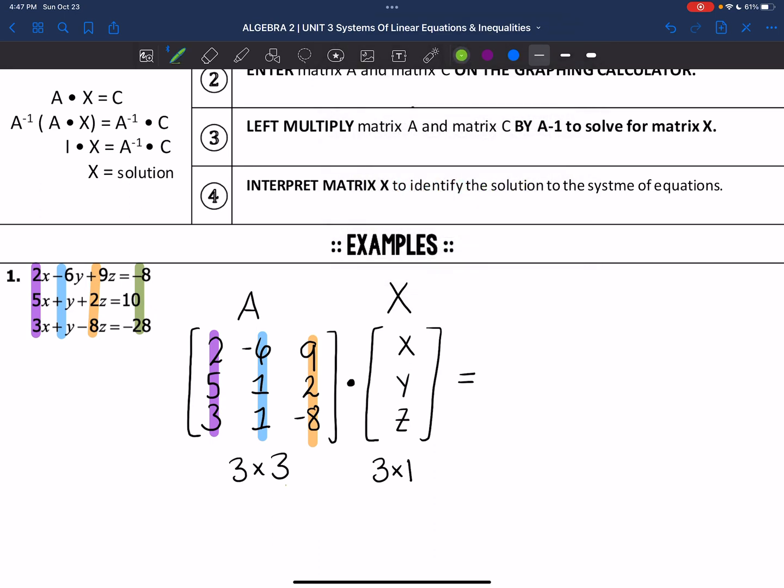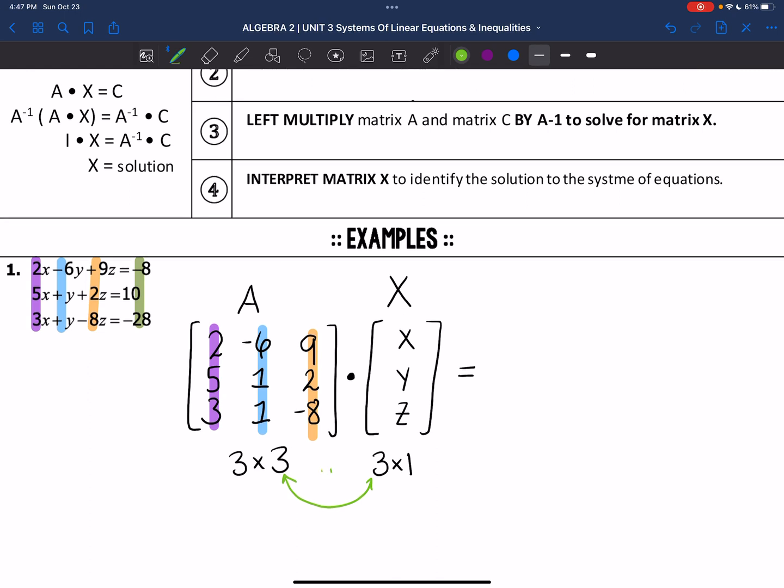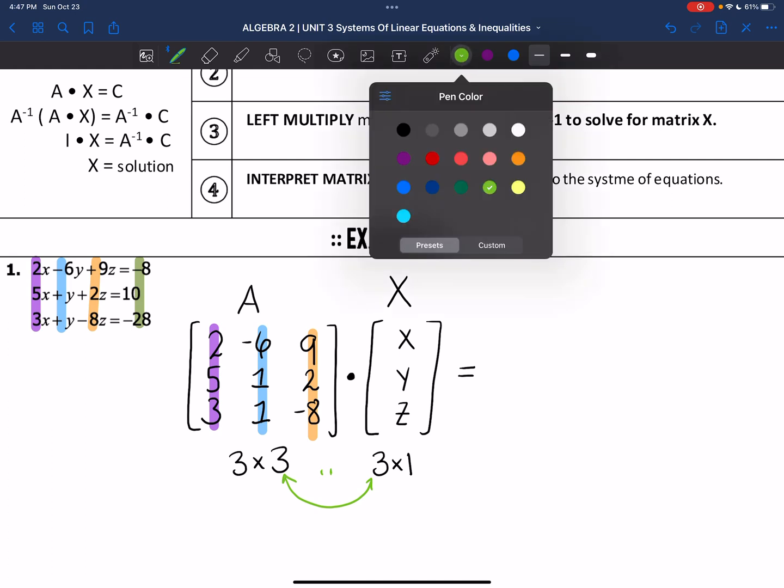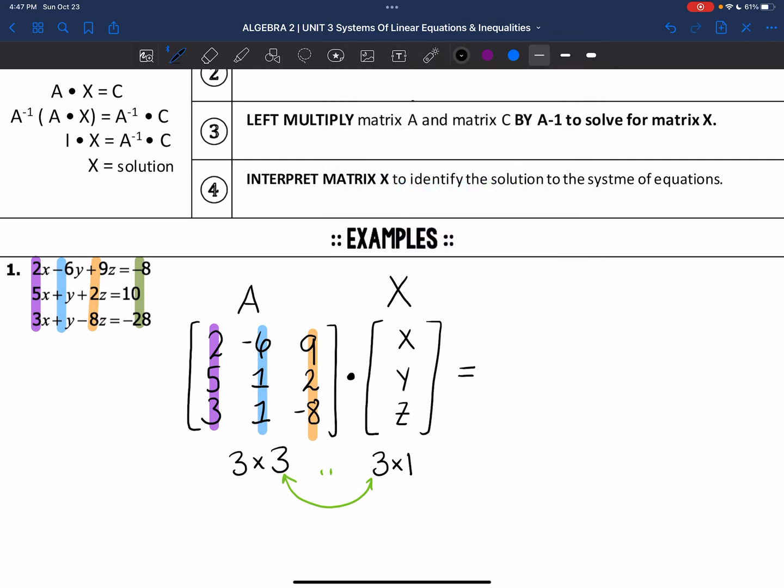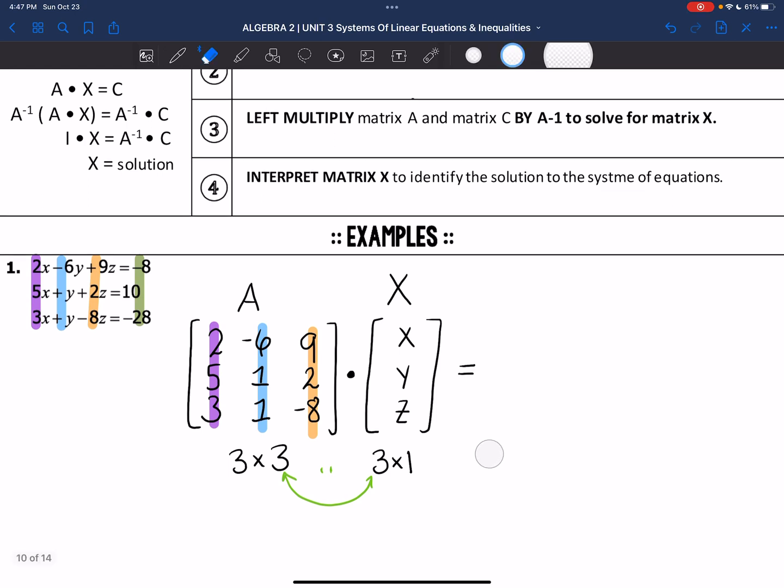We sure can. We can multiply them together because these match. So that makes me happy. If they match, then we can multiply. And the result is going to be those leftover numbers, those numbers on the outside, the 3. It's going to be a 3 by 1 matrix. So 3 rows, 1 column.